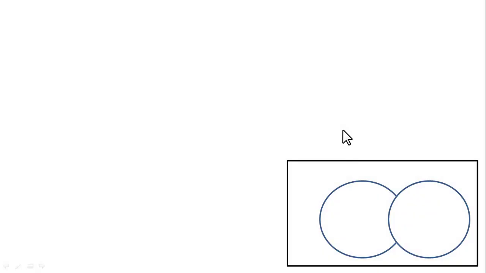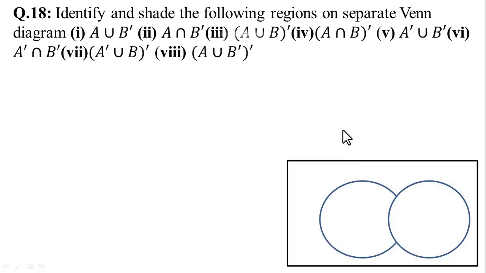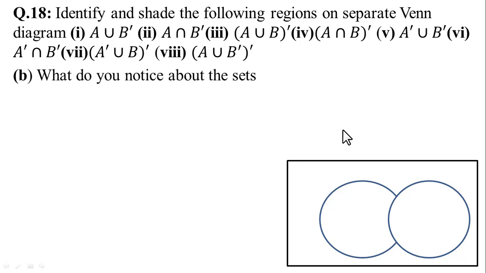Now we will move to the next question, question number 18. In 18, identify and shade the following region on separate Venn diagrams. Here 8 parts are given. First of all, in B part, what do you notice about the set? So we can draw and shade it according to the given condition.